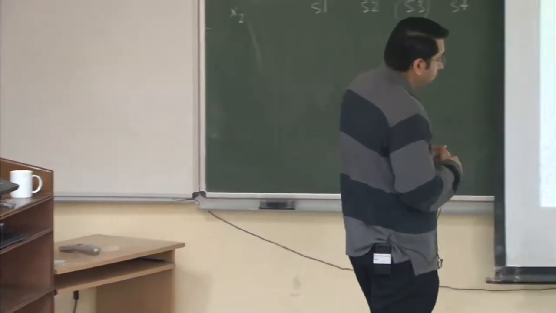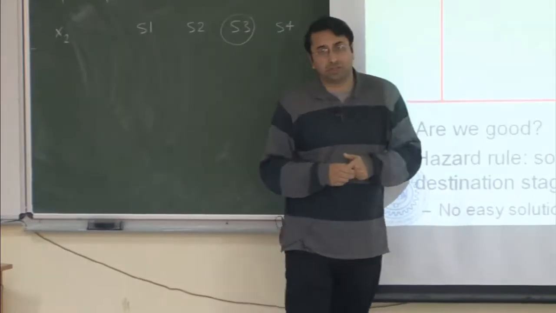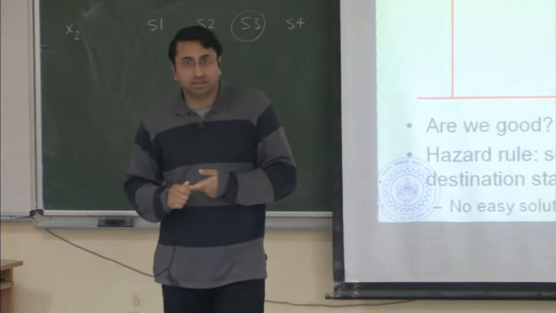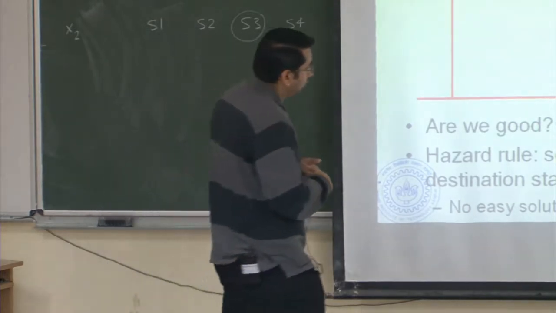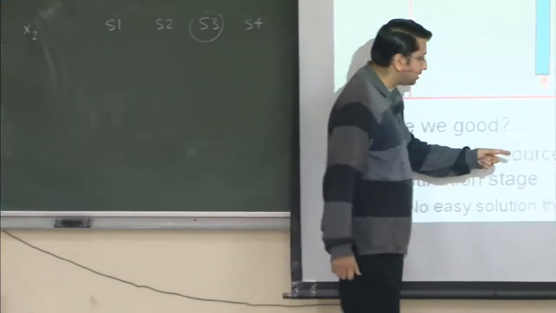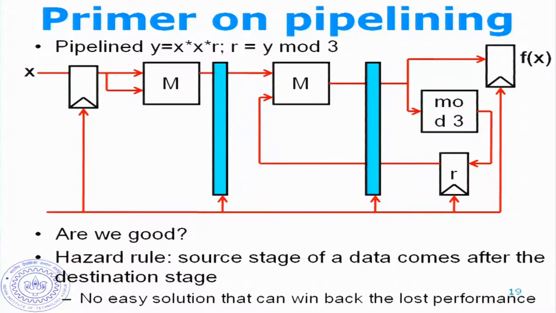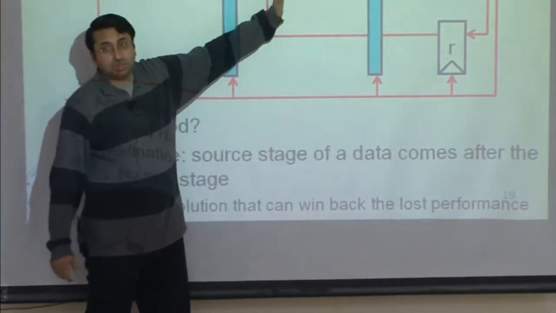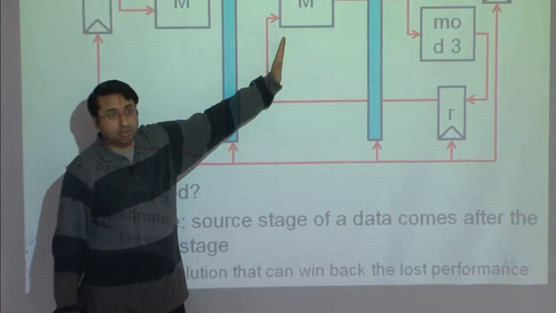And there is no easy solution that can win back the lost performance because of this. So the only solution is that you have to wait for one cycle. In general, you have to wait for a number of cycles equal to the distance between the source stage and the restoration stage. Okay. So in this case, the distance is 1. If you stall this particular stage for one cycle, you will get the correct value.